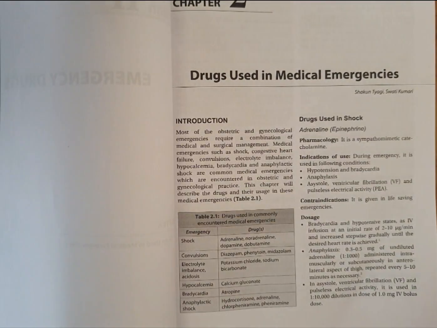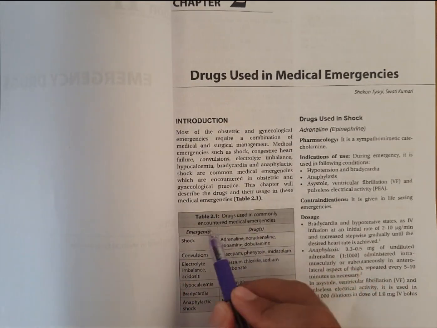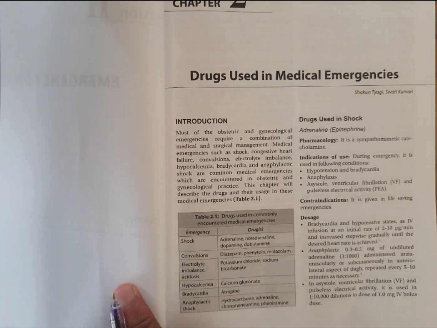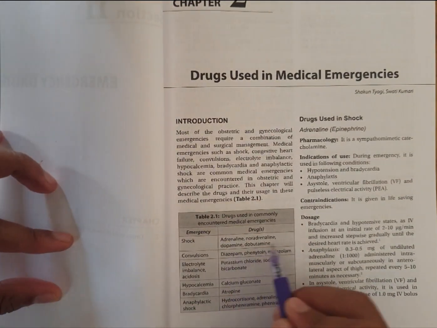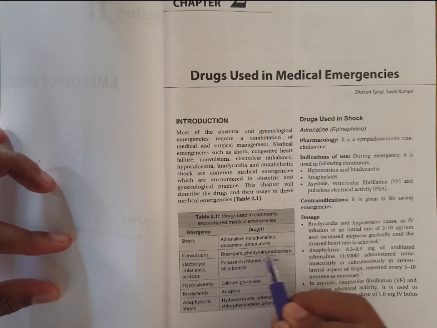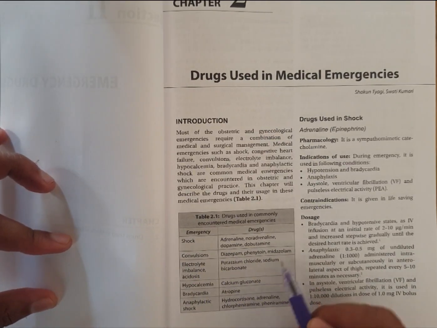Okay, let's start with drug use in medical emergencies in pregnancy. The drugs commonly used in medical emergencies like shock: in shock, you can use adrenaline, noradrenaline, dopamine or dobutamine. In convulsion, there is diazepam, phenytoin, midazolam.